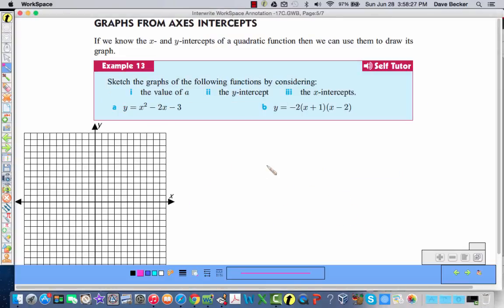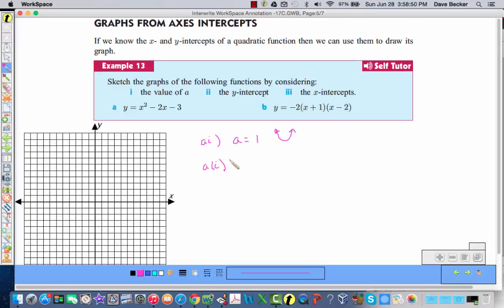So let's go ahead and graph from axes intercepts. Sketch the graphs of the following functions by considering the value of a. For part a, the value of a is equal to 1, which means it's going to open upwards and have the general shape of y equals x squared.